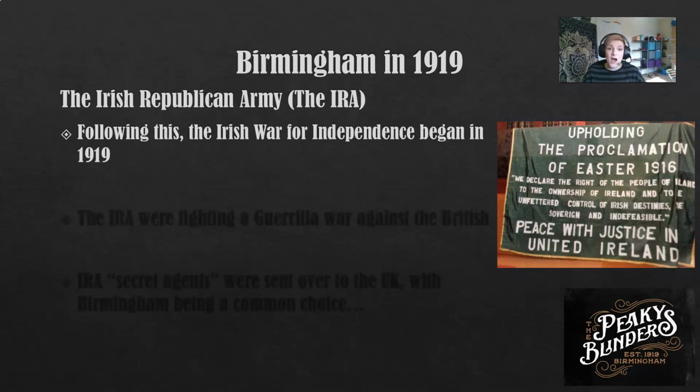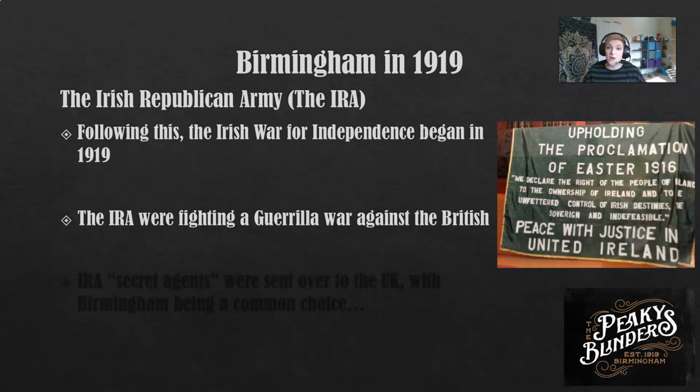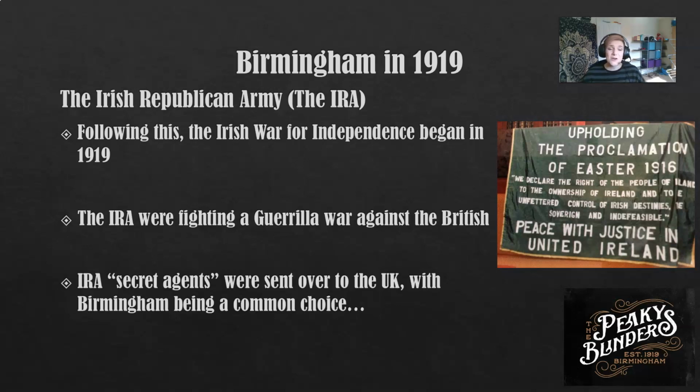Following this, the Irish War for Independence began in 1919, so just after the First World War. The IRA were fighting a guerrilla war against the British and sending basically secret agents over into Britain, into England. The IRA secret agents were sent over, and Birmingham was a common choice to send secret agents to gain information about Great Britain at the time. So this is where we might expect to see some discussion of the IRA and Ireland in the first episodes of Peaky Blinders.